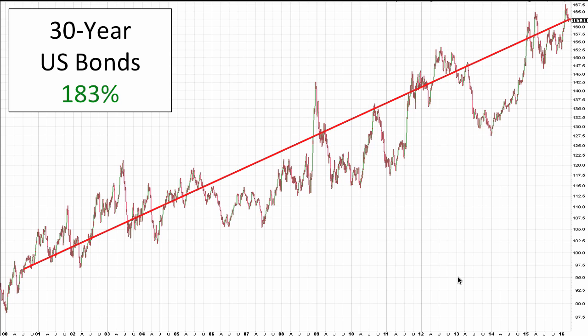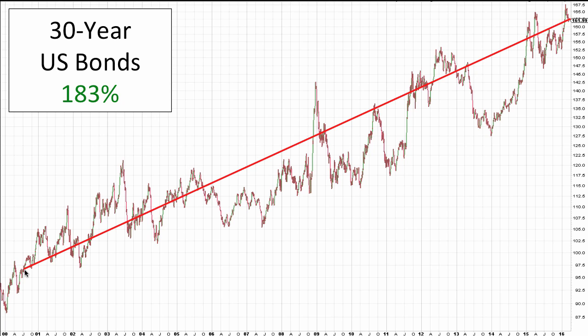So here are the 30-year bonds, and they are up 183% if you bought them when LTEC told you that this is the best asset class to be in. So S&P 500 up 50%. Most people don't reinvest their dividends, so that's up 50%. If you did, it's up 100%. Long-term U.S. government bonds up 183%.